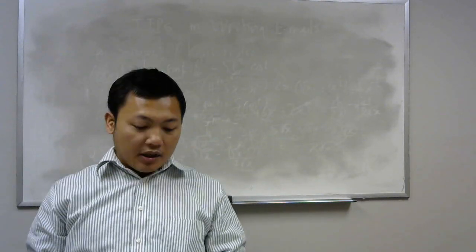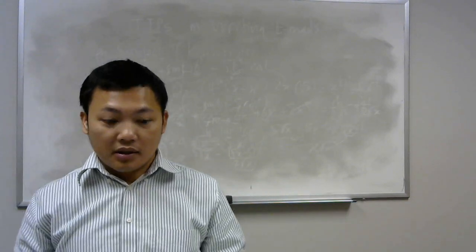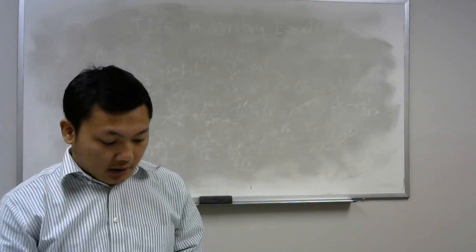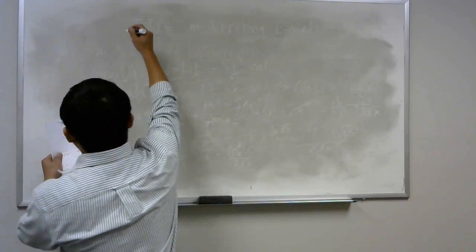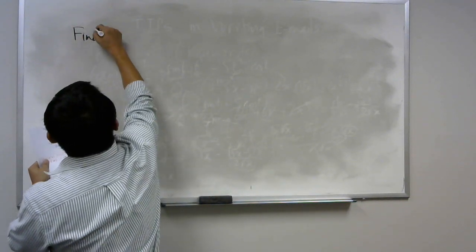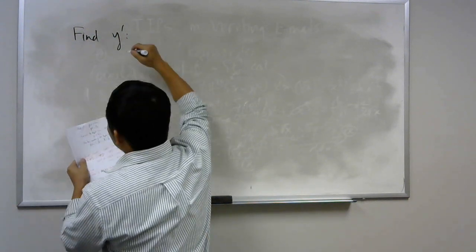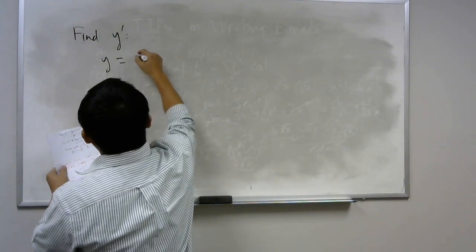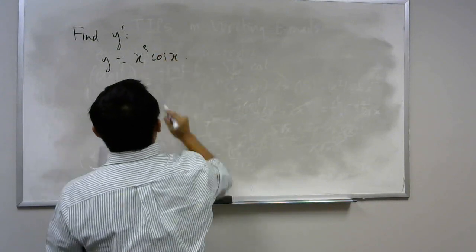Hey, in this video, I show you how to solve all problems in the practice quiz. Okay, so the first problem is: find y prime for the following function. First, y equal to x cubed cosine of x.